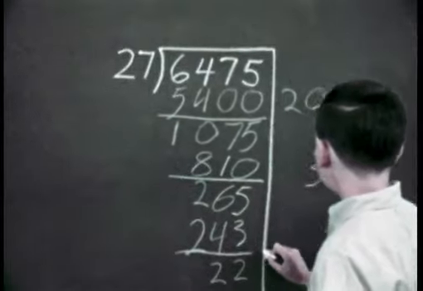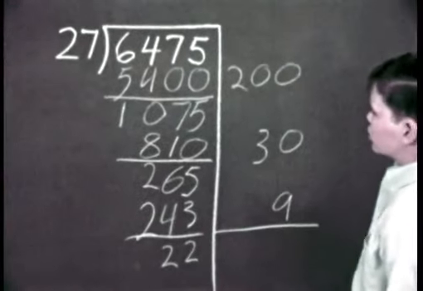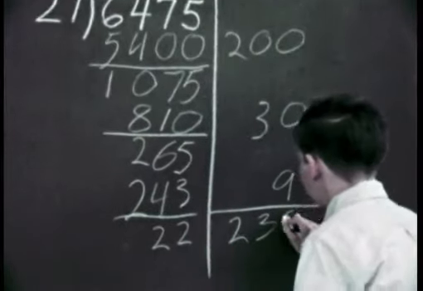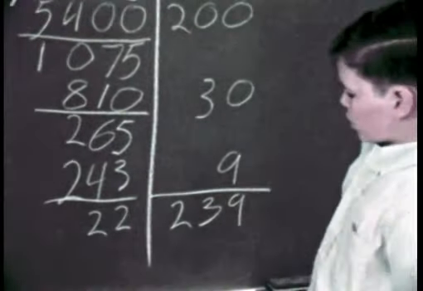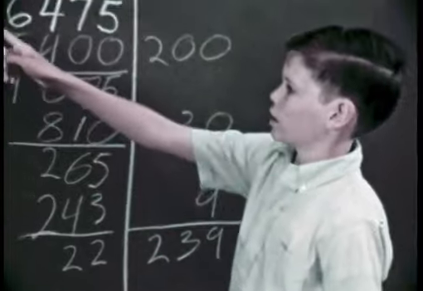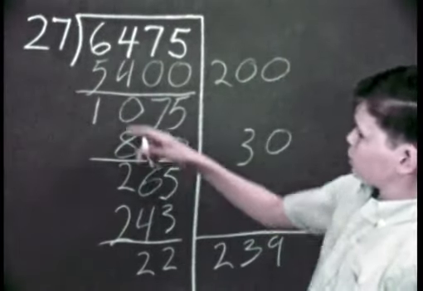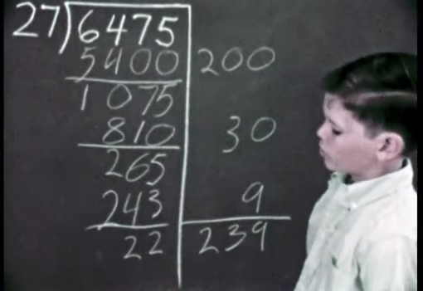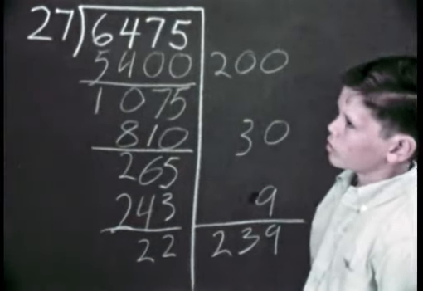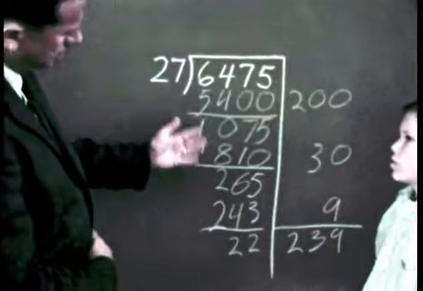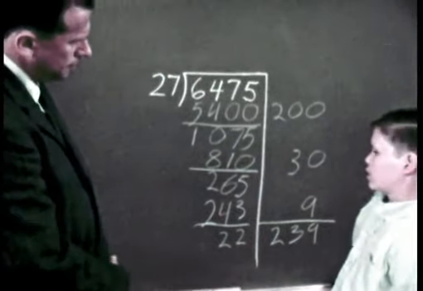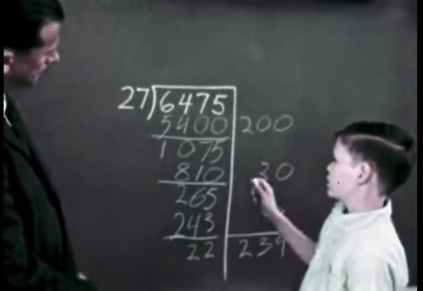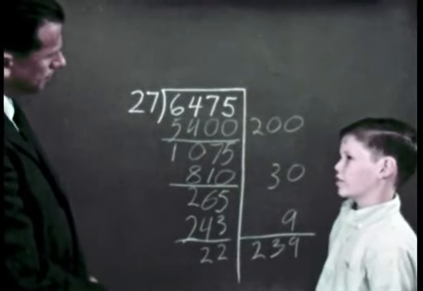And then you add your partial quotients. What do you get? 239. Now, what does this tell you? Well, 239 times 27 plus 22 equals 6,475. I see. Do you see any particular advantage in this method that you've used? Well, if I'd only put 100 here, I could still figure it out without having to erase.